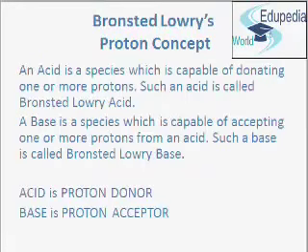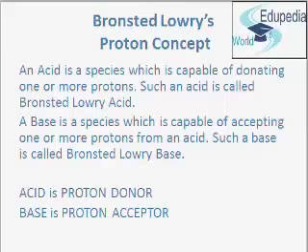The second theory for acids and bases is Bronsted Lowry's proton concept, and according to this, an acid is a species. It may be a molecule, a cation or an anion which is capable of donating one or more protons to any other substance. Such an acid is called Bronsted Lowry acid.